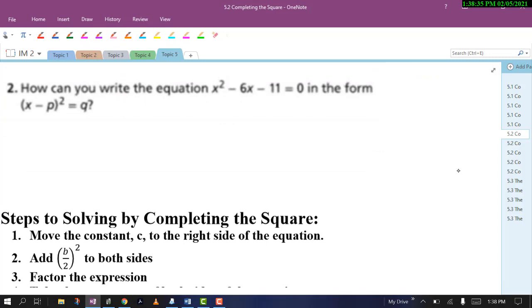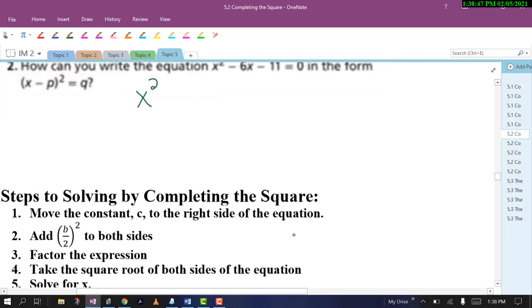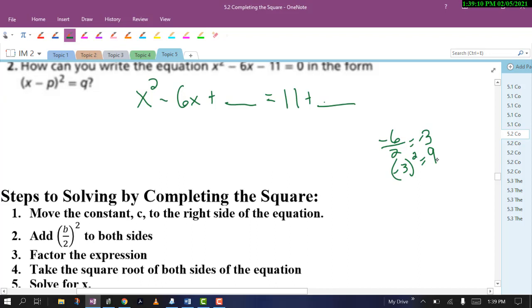So how can you write the equation x squared minus 6x minus 11 equals 0 in the form (x minus p) squared equals q? We have the steps below, so move the constant to the right side of the equation. So x squared minus 6x plus something equals, well, we add 11 to both sides, so it's a positive 11 plus something. So add (b over 2) squared to both sides. Our b is negative 6. And negative 6 divided by 2 is negative 3. Negative 3 squared is our positive 9, so that's what we're adding in.